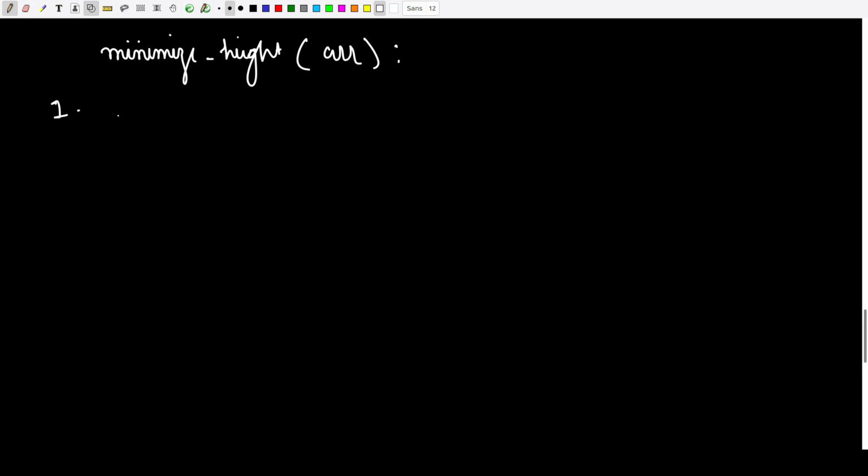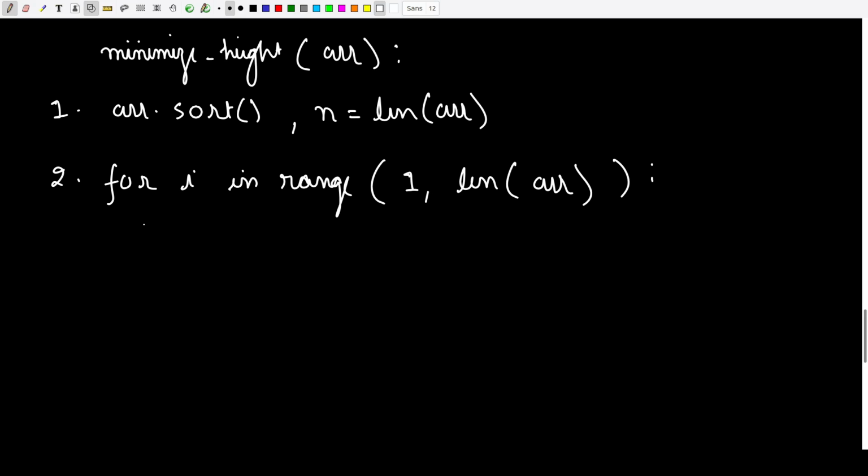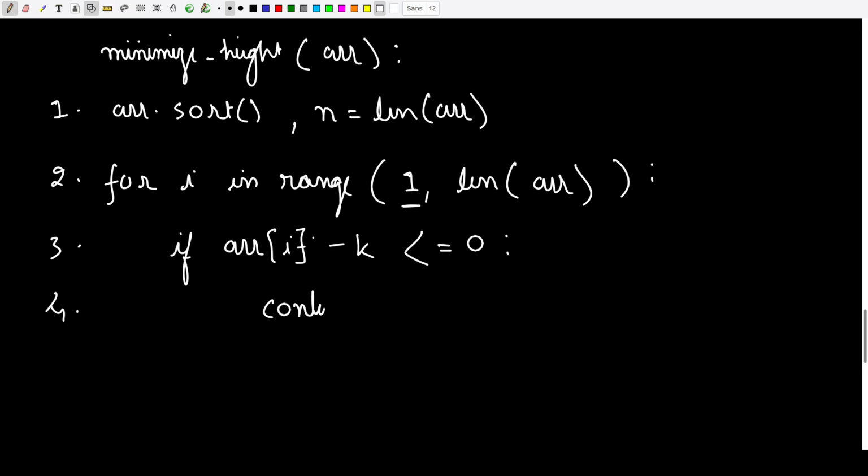So as we have discussed, the first thing which we want to do is sort this array. And let's say n is equal to len of array. Now let us iterate on the array, I equals 1 to len of array. And then let's see if arr[i] minus k is less than or equal to 0. If it is less than or equal to 0, then since we are not supposed to make the height of a tower 0 or negative, we are just going to continue from here.